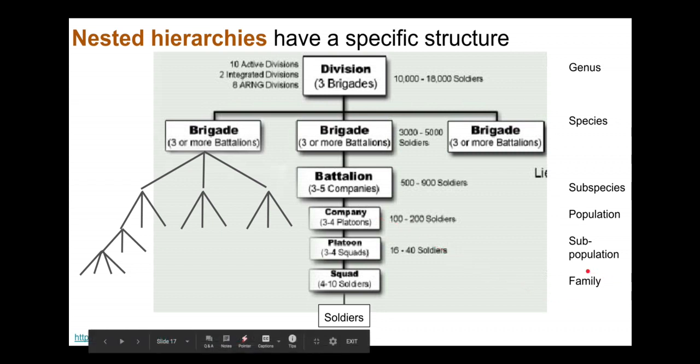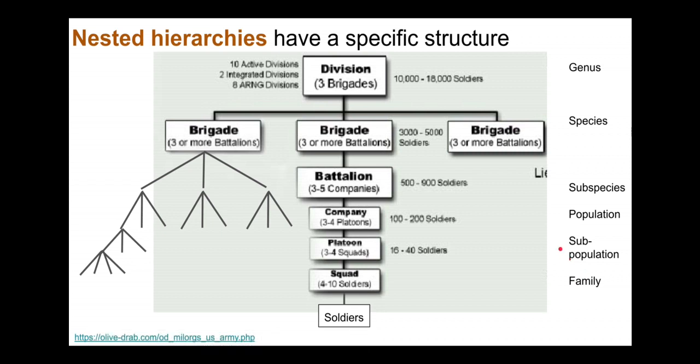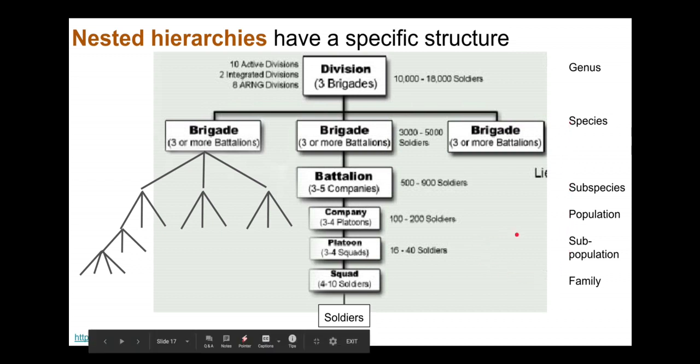So just as all human families occur within subpopulations, all subpopulations occur within populations, we are all part of, there are no subspecies of humans currently, we're all within one species. This is a nested hierarchy. Each level fits within another level.